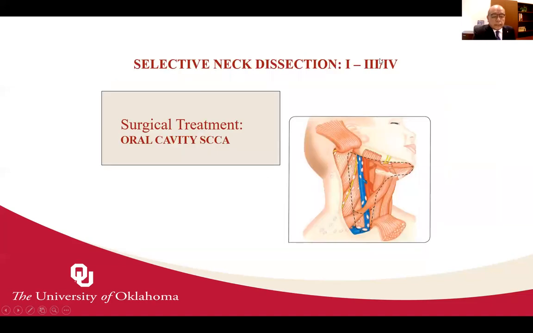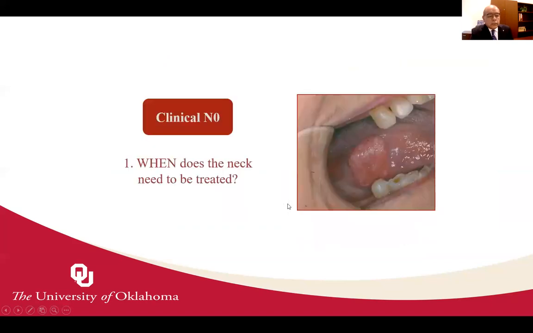The selective neck dissection of levels 1, 2, 3, and 4, the supraomohyoid neck dissection, is used in the surgical treatment of squamous cell carcinomas of the oral cavity. When you've decided to treat a squamous cell carcinoma of the oral cavity primarily with surgery, and you need to do a neck dissection, this is the operation to do. So the question when you're faced with this situation, like in this patient with a clinical N0 neck, is when does the neck need to be treated?